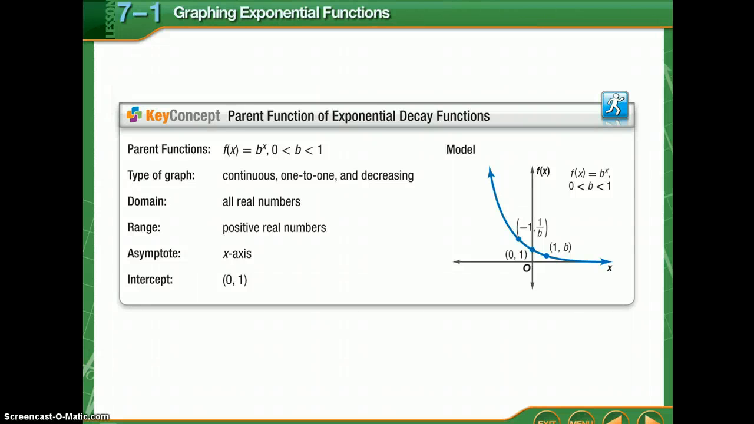Okay, we have finished with part 1 where we were discussing exponential growth, and that is used a lot when we're calculating population growth. And now we're going to look at a second exponential function known as exponential decay functions.